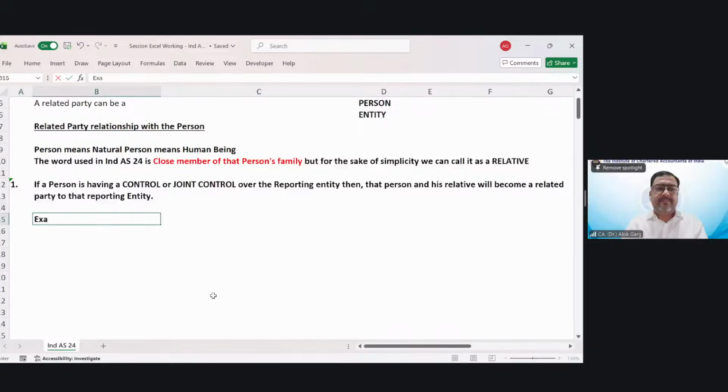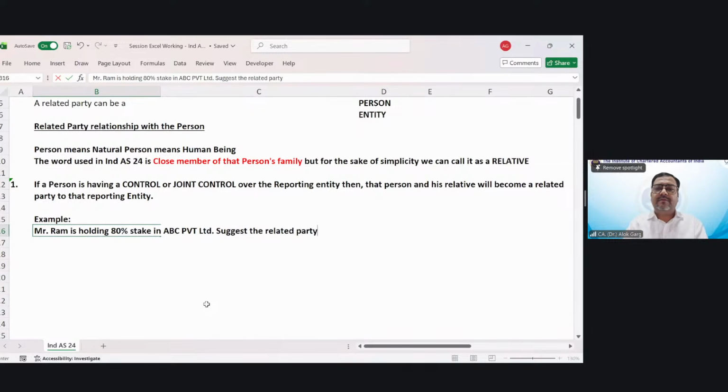Example. Mr. Ram is holding an 80% stake in ABC Private Limited. Whether Mr. Ram is a related party of ABC Private Limited?